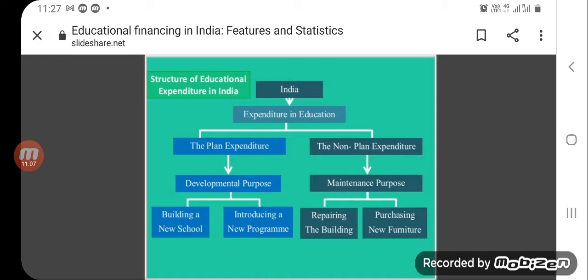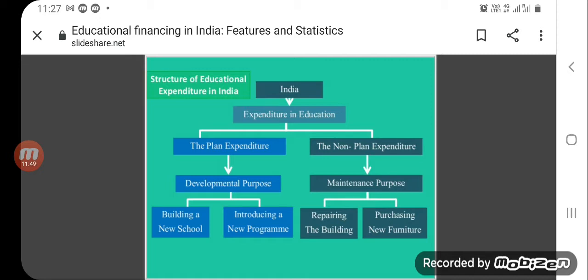So just look at the word plan. There will be a plan only when there is something new. If you want to start a new IIT in your country, then there will be a plan. If you want to start a new agricultural university, then there will be a plan. If you want to start a new technical university in your country, then there will be a plan. So plan expenditure is the expenses which are intended for developmental purposes. That means building a new school or introducing a new program, right?